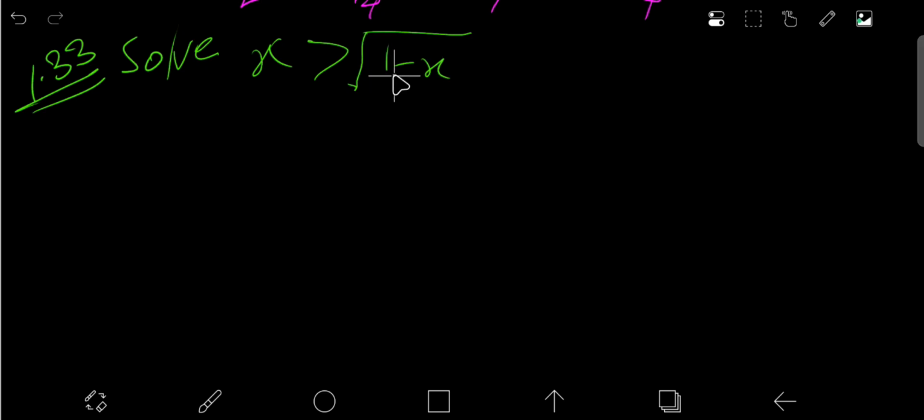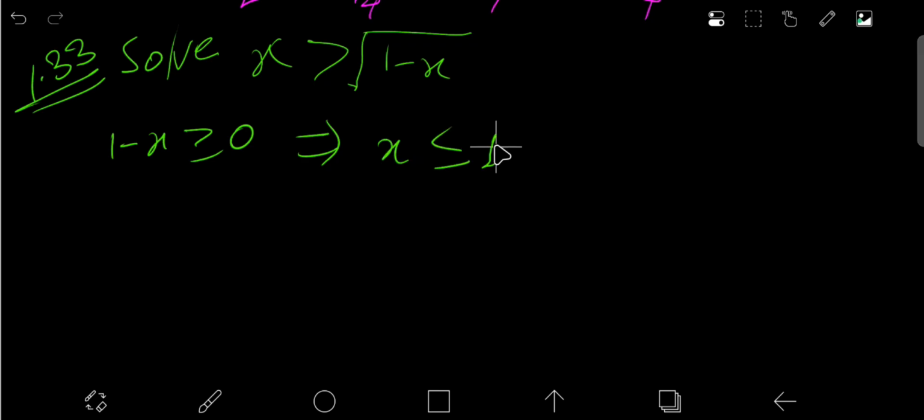Now here we take the first condition. The square root is defined only when the expression inside is greater than or equal to 0. So firstly we take 1 minus x is greater than or equal to 0. This means when we add x to both sides, x is less than or equal to 1. Yes, this is the first condition.